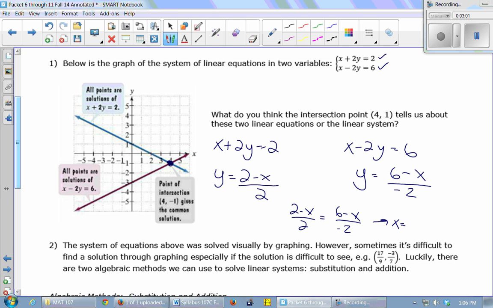X equals 4. Yeah, the solution would be x equals 4. What does the -1 represent? Yeah, it's the value on each side when you plug the 4 in, right? 2 minus 4 is -2. -2 over 2 is -1. When you plug the 4 into the right side, 6 minus 4 is 2, over -2 is -1. So when you check this and you plug 4 into each side of the equation, you get the -1.